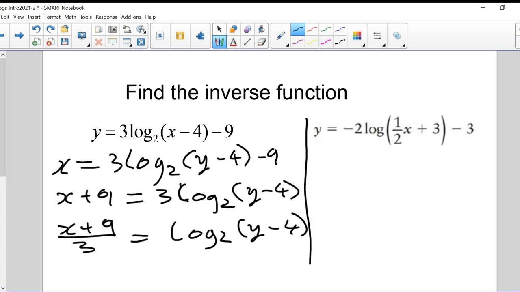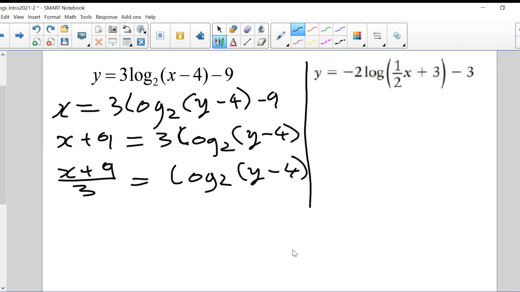Is this not like 2 to the... Absolutely, Jeremy. So what we're going to do is we're going to put this in exponential form, like we were doing before. In exponential form, because the base is 2, we're going to say that 2 to the power of the x plus 9 over 3 is equal to the y minus 4.